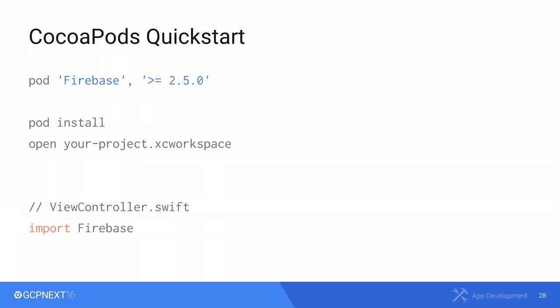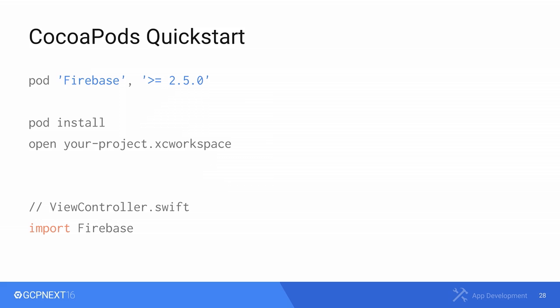The easiest way to use Firebase on iOS is through CocoaPods. For those of you that aren't familiar, CocoaPods is the iOS dependency manager. The way you do this is you add Firebase to your Podfile. This is where you describe all of your dependencies for your application with the correct version. Then you go to your application directory and run the command pod install. That will install all the pods you've defined in your Podfile.